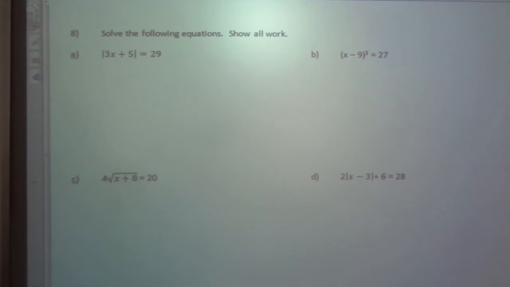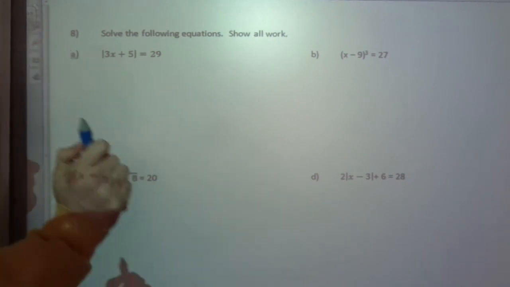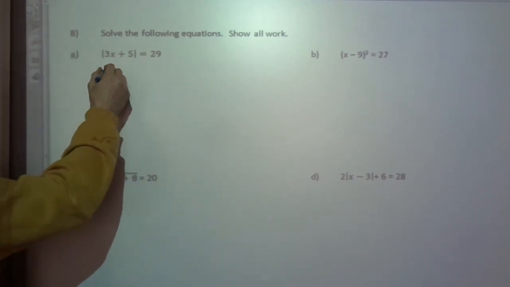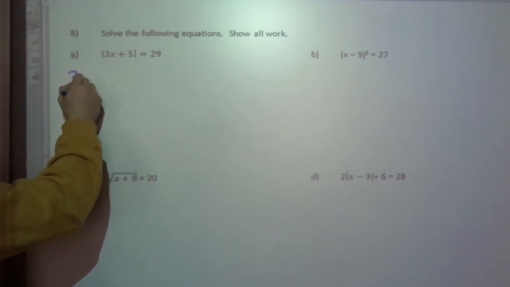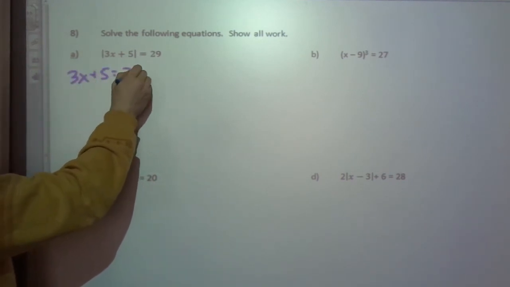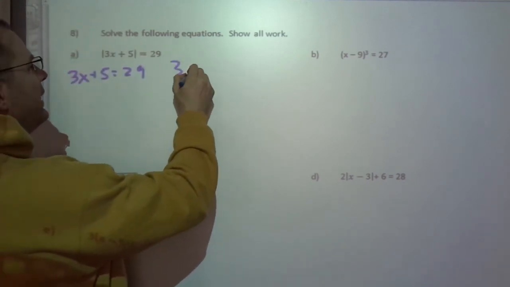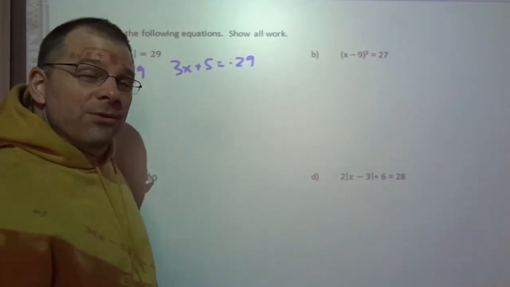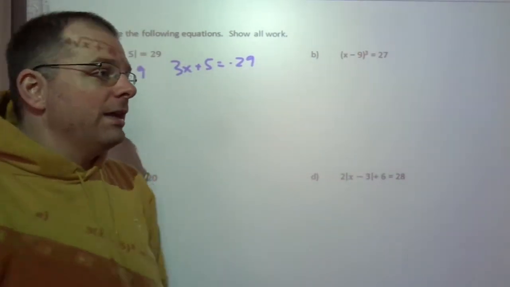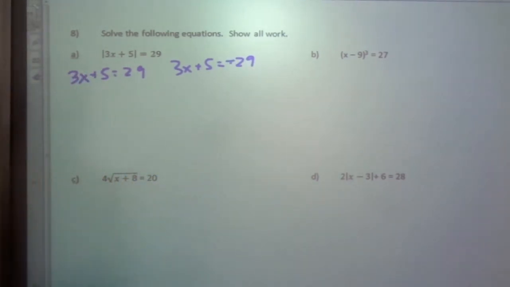Now we've got a sequence of problems dealing with absolute value or squaring. So remember, absolute value means the distance away from 0. So this thing is 29 steps away from 0. Which means either the 3x plus 5 is 29, because that's 29 steps away from 0, or 3x plus 5 is negative 29, because that's also 29 steps away from 0. On either side, it's equal to both of those things. So we need to write both equations to show that.